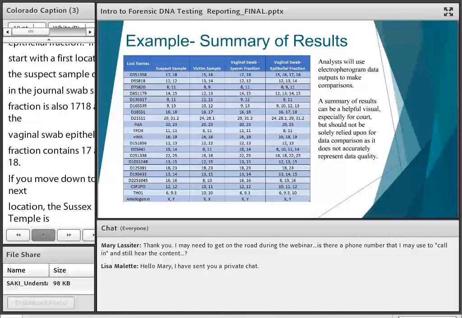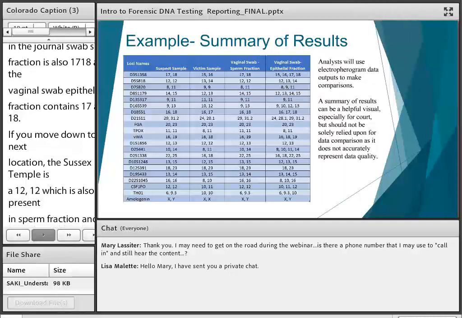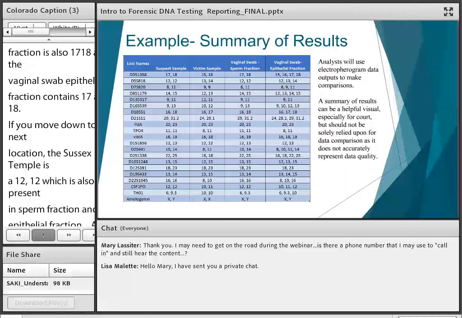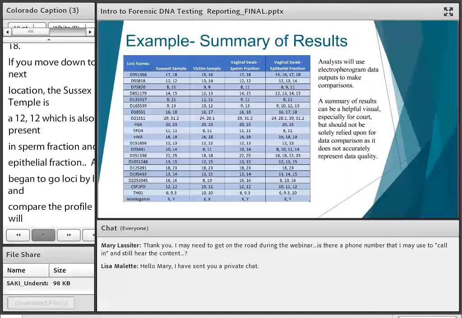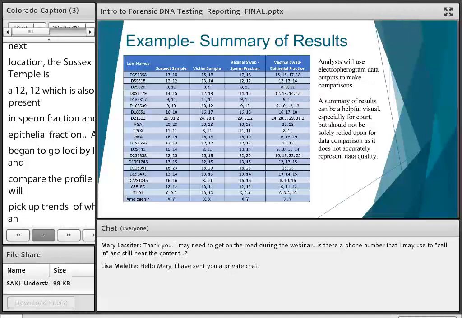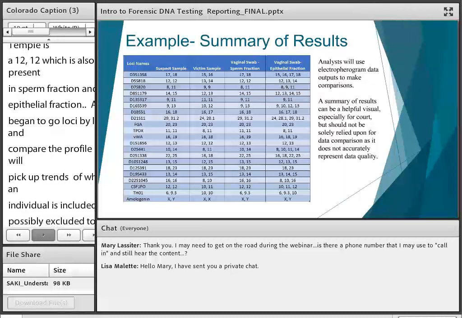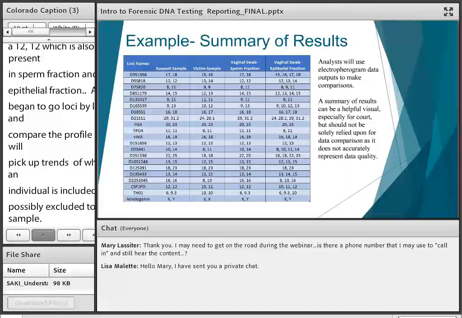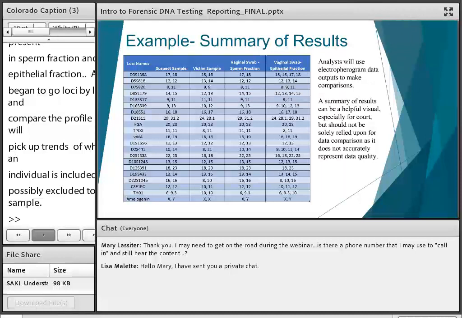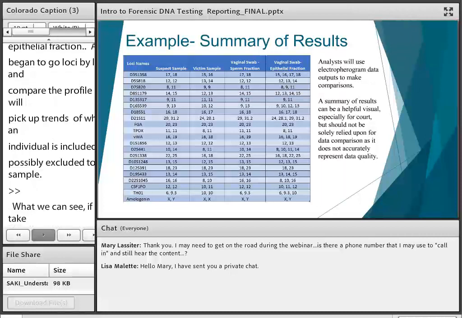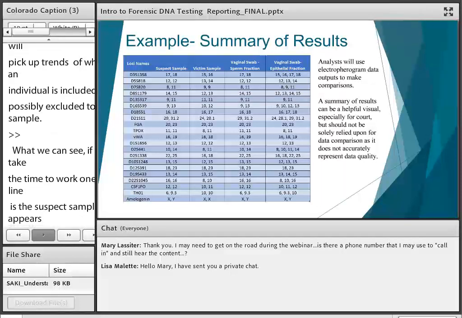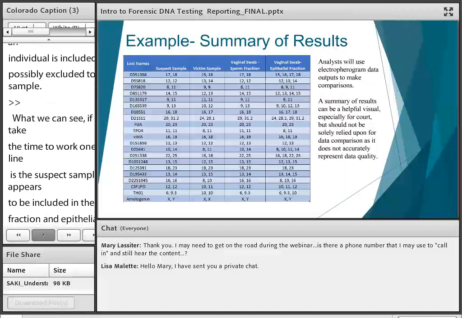So as we begin to go loci by loci, comparing between the profiles, you will start to pick up trends on whether an individual is included or excluded, or possibly included or excluded to a sample. So what we can see here, if you take the time to look line by line, is that the suspect sample appears to be included in the sperm fraction and the epithelial fraction, and that the victim sample could be excluded from the sperm fraction, but also included in the epithelial fraction.